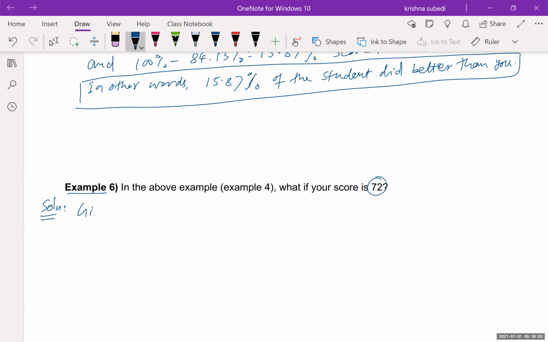What is given here is, we already know mu is 60, the standard deviation is 10, and in this case your x is 72. So the z value for 72, you can calculate that easily. Z equals x minus mu over standard deviation. And yeah, try this. I'll give you a couple of minutes.